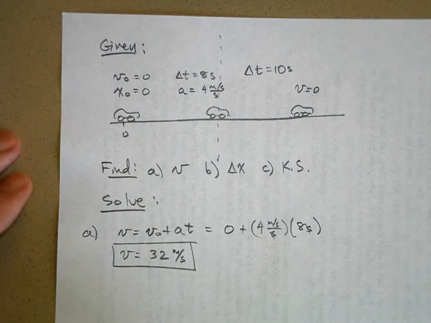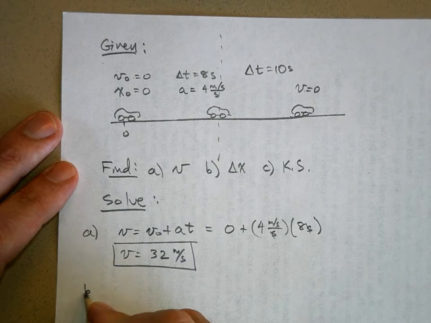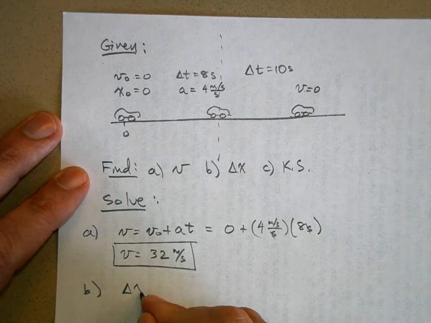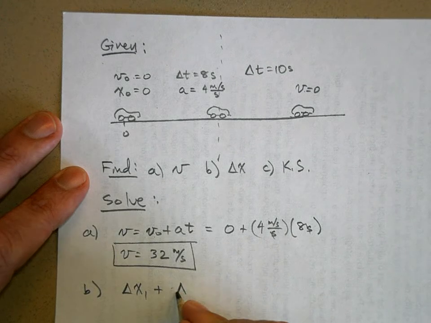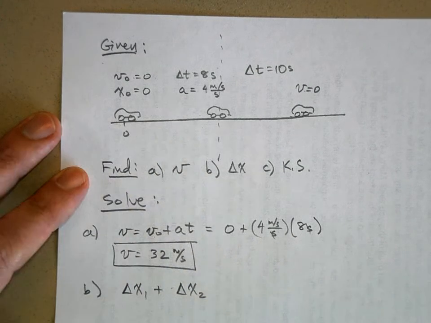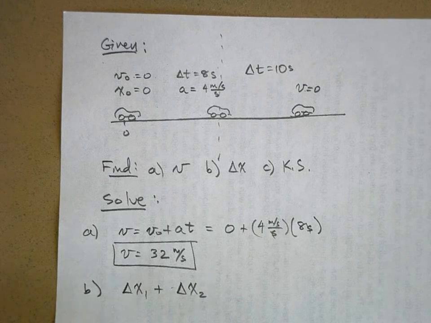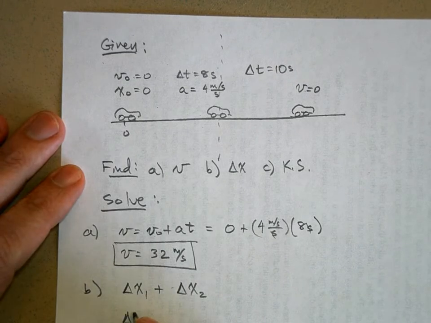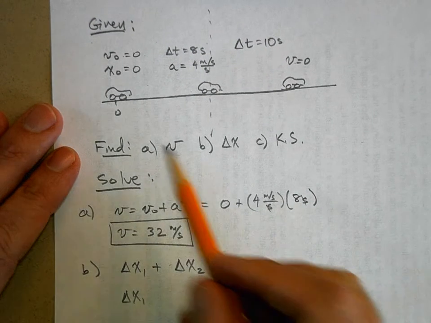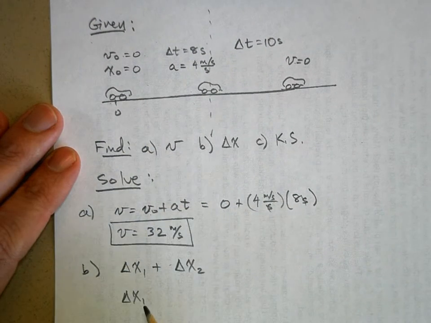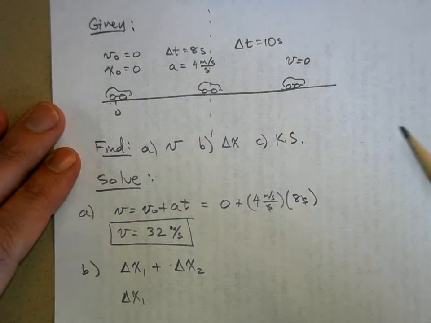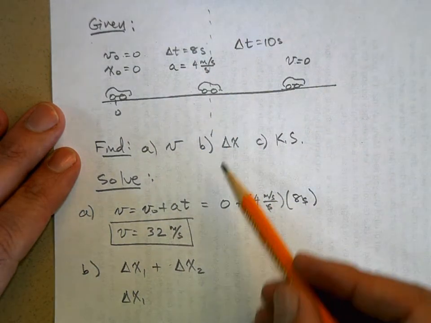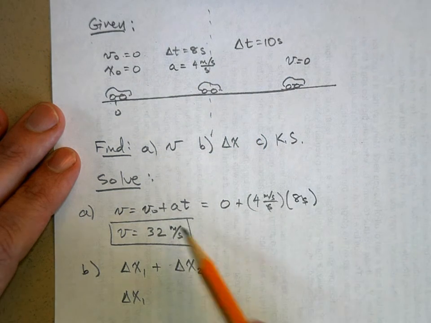Now part B, I want to know the total displacement. But what I have to do is break it up into two parts. I need to find delta x for the first acceleration and then add that to delta x for the second acceleration in the second part. So let's do the first part first. Delta x1. Well, if I am going from here to here, I know the initial velocity, I know the time and acceleration. Let's see if we can not have to use that first, that 32 meters per second.